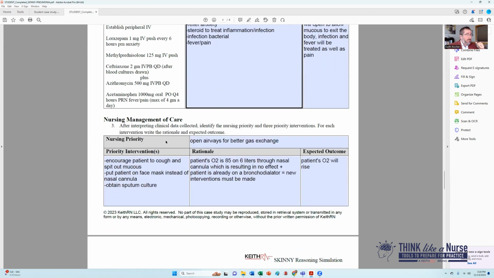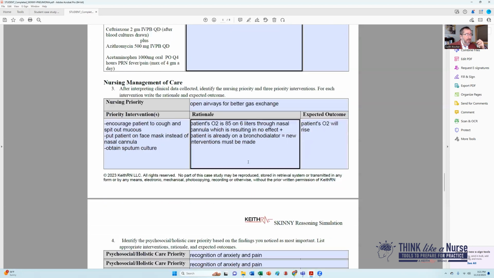You can look at the nursing management of care. We need to open up the airways. And that is, in essence, recognizing that we have a medical problem of hypoxia and a lack of oxygenation. So we've got some priority interventions. And again, basic thinking is present here and what that looks like.